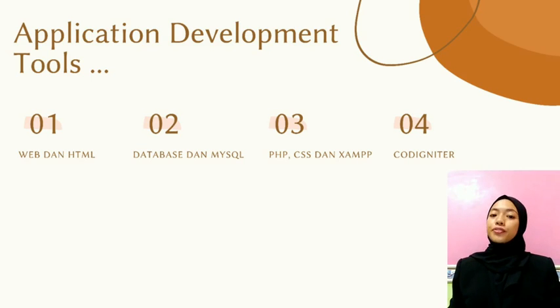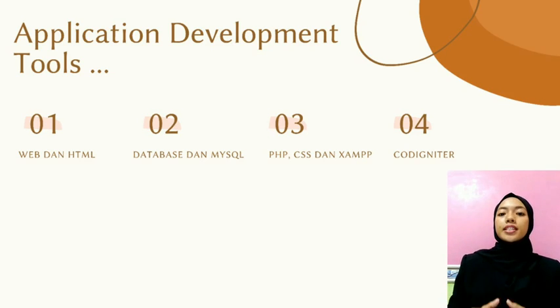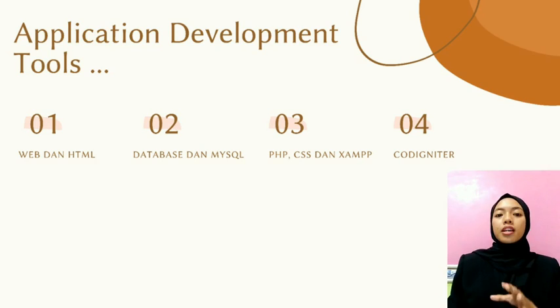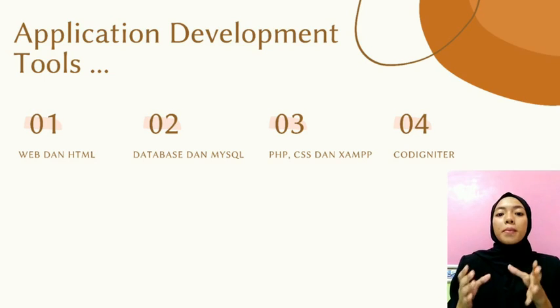And these are the application development tools. For the first, web and HTML. World Wide Web or WWW, also known as the web, is one service obtained by computer users connected to the internet. This web provides information for users' computers connected to the internet, from just junk information or information of no use, to serious information. All that information ranges from free to commercial information.